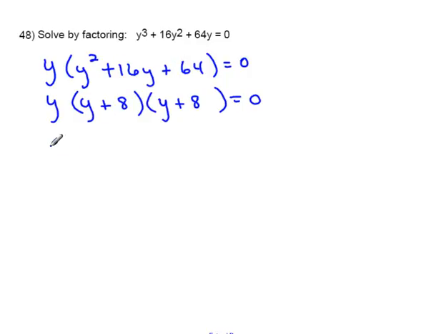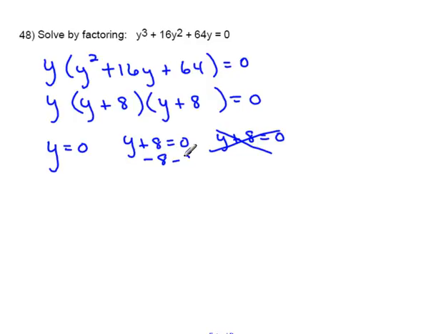Now set each factor equal to 0. Well, we don't need to duplicate factors, so we don't need to write that a second time. So we'll subtract 8. One of the answers is negative 8, and the other answer, this has a variable, so this is an answer, is 0. So the two answers are 0 and negative 8.